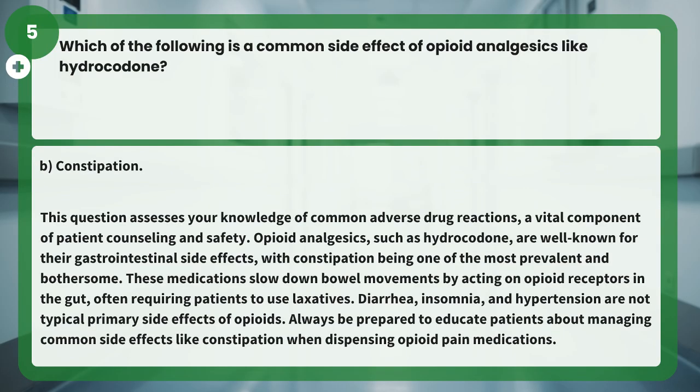Answer: B. Constipation. This question assesses your knowledge of common adverse drug reactions, a vital component of patient counseling and safety. Opioid analgesics, such as hydrocodone, are well known for their gastrointestinal side effects, with constipation being one of the most prevalent and bothersome. These medications slow down bowel movements by acting on opioid receptors in the gut, often requiring patients to use laxatives.